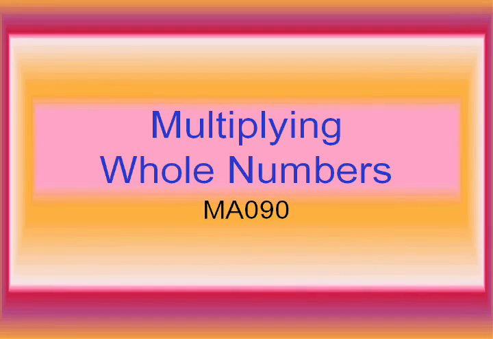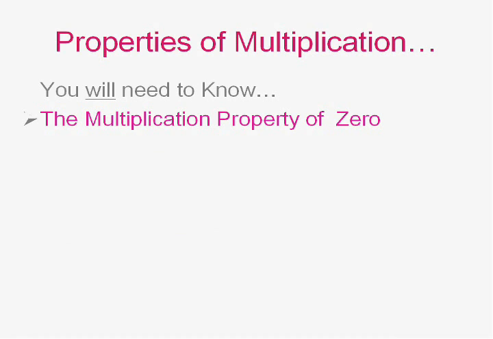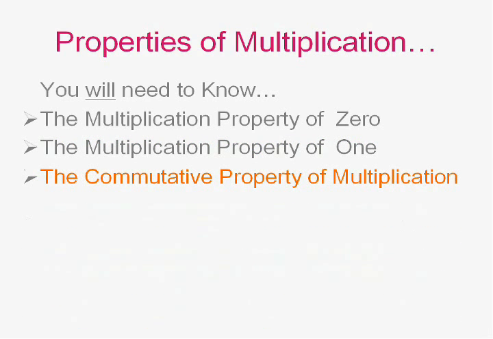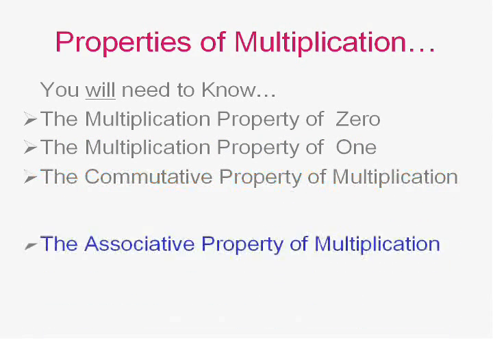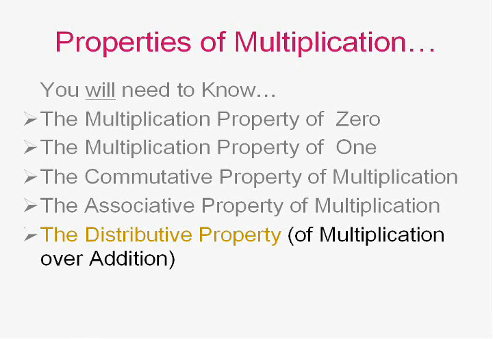We use the same rules for multiplying in algebra that we do in basic math. So you're going to need to know them. Let's take a look at them. There are basically 5 properties of multiplication, and you'll need to know them. There's the multiplication property of 0, the multiplication property of 1, the commutative property of multiplication, the associative property of multiplication, and I told you there were 5, the distributive property, and really the distributive property is called the distributive property of multiplication over addition. It uses both. Let's take a look at each.